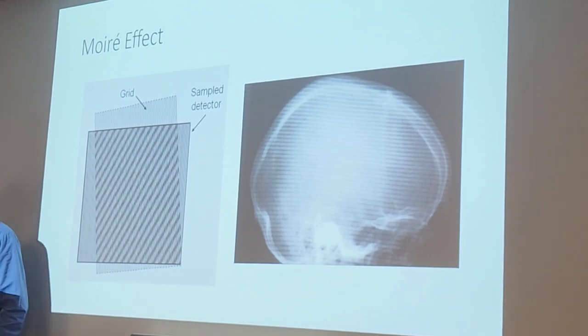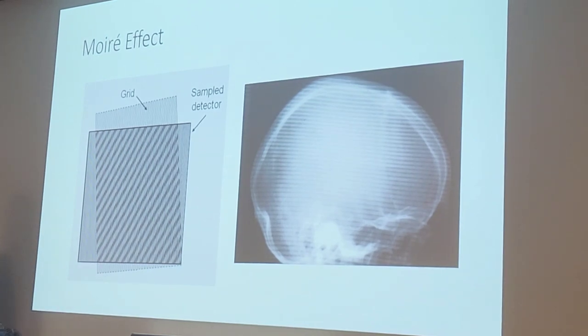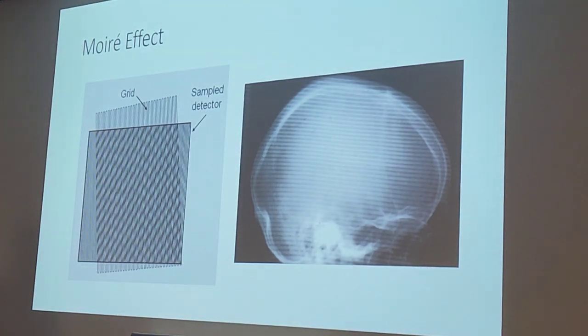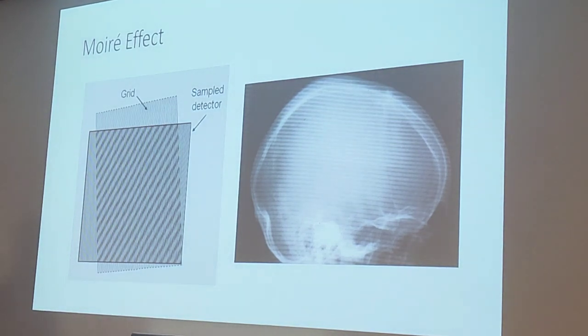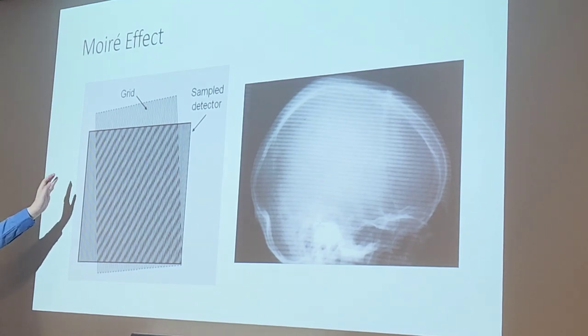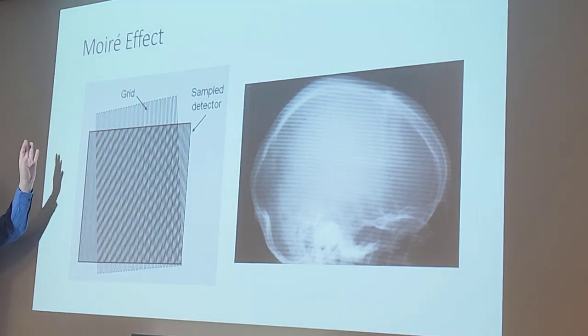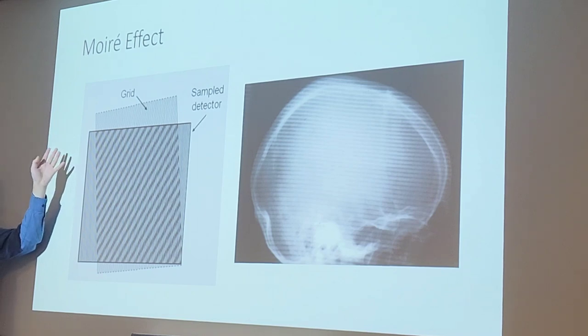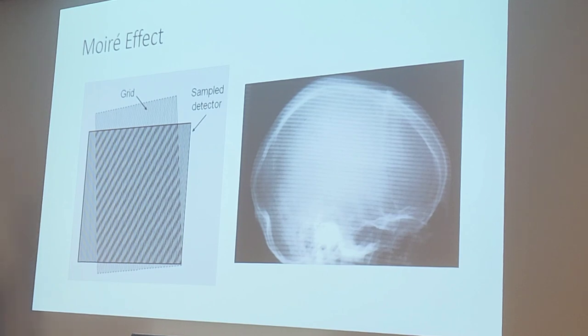So the Moiré effect is a type of artifact. But how would you differentiate between the other four and this one? The other four are called grid cutoff artifacts. They occur because you positioned your grid incorrectly. This one is something that happens during processing, when you're reading your PSP plate. So this has nothing to do with blocking X-rays in the wrong location. This is just about your grid in the processor being slightly misaligned.